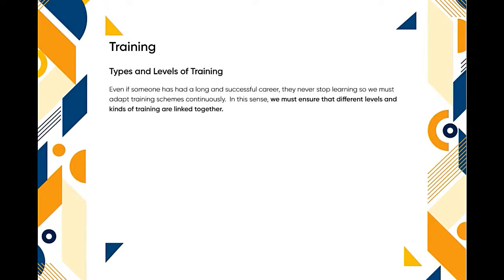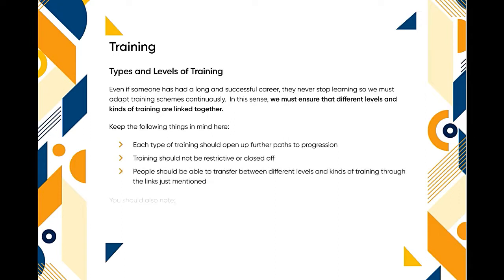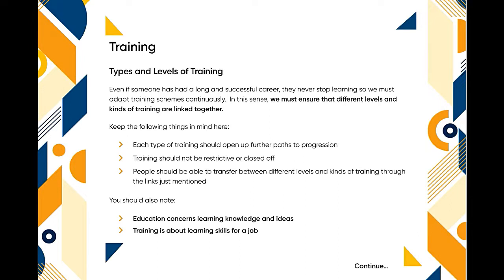Types and levels of training. Even if someone has had a long and successful career, they never stop learning, so we must adapt training schemes continuously. In this sense, we must ensure that different levels and kinds of training are linked together. Keep the following things in mind here. Each type of training should open up further paths to progression. Training should not be restrictive or closed off. People should be able to transfer between different levels and kinds of training through the links just mentioned. You should also note: education concerns learning knowledge and ideas. Training is about learning skills for a job.